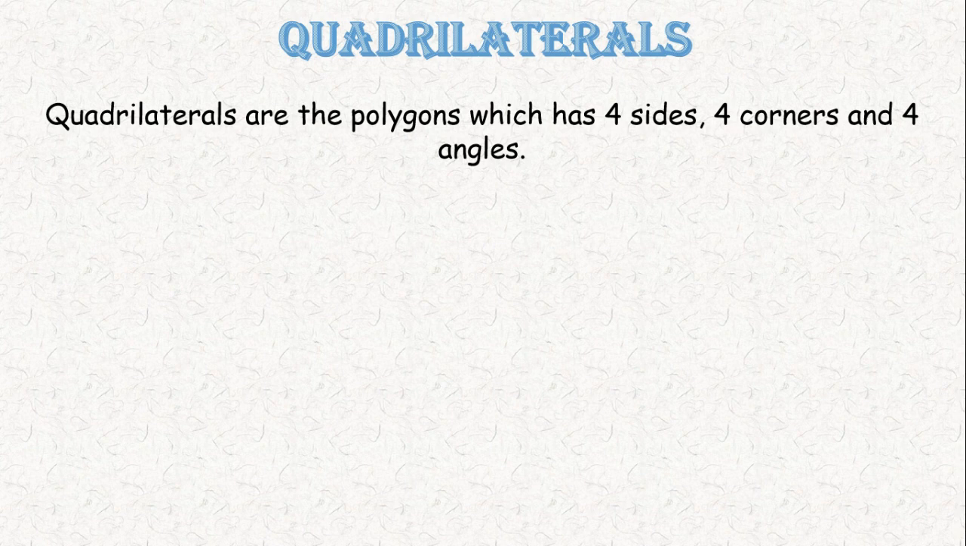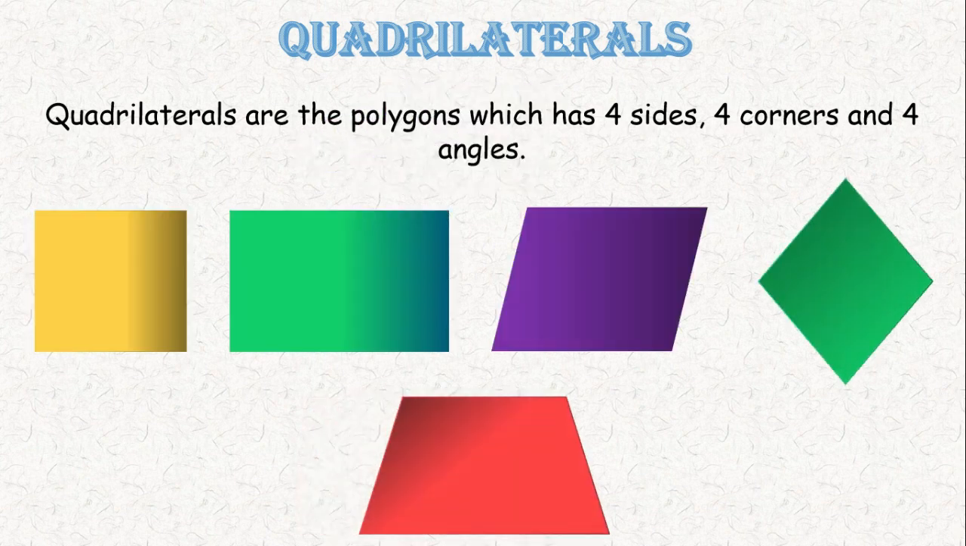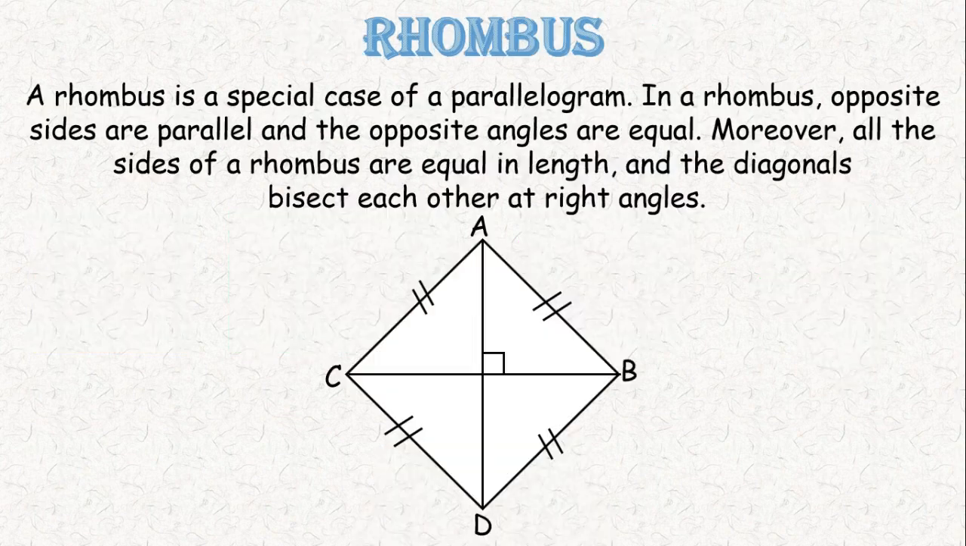Today we are going to discuss the leftover quadrilaterals, that's kite and the rhombus. Here you know the basic things of quadrilaterals, that they have 4 sides, 4 corners and 4 angles, and the different types of quadrilaterals. So today let's start with the new quadrilateral, that's rhombus.